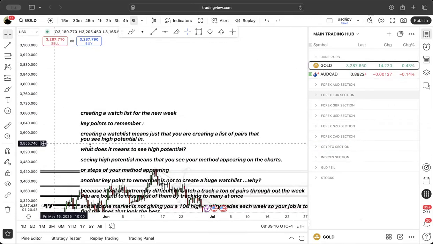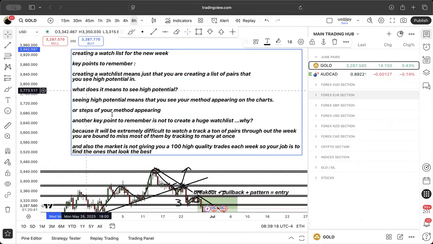So the key thing to remember when you're making a watch list is that it means just that. You're creating a list of pairs that you're looking to watch for the new week. And you're looking for things that have high potential, meaning that you see your strategy appearing on that given pair, or your method, or the steps of your method.